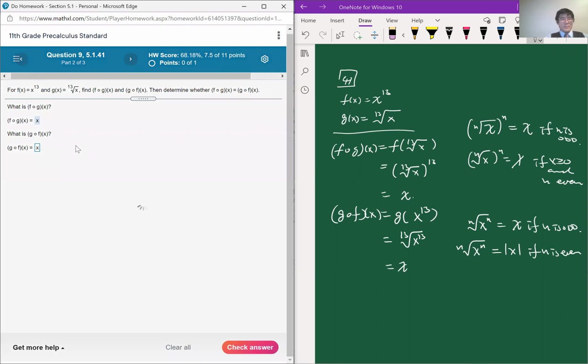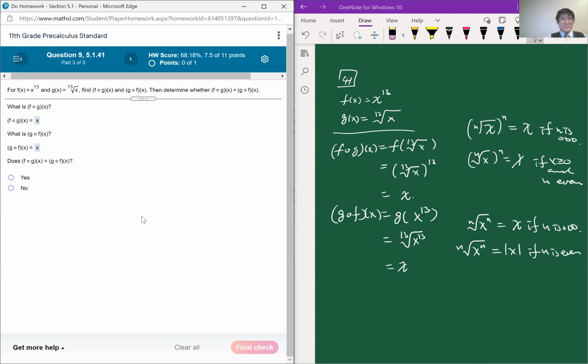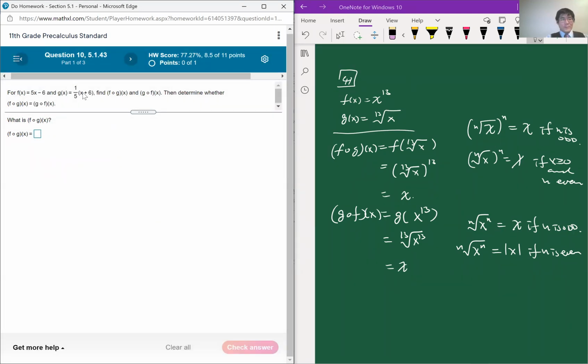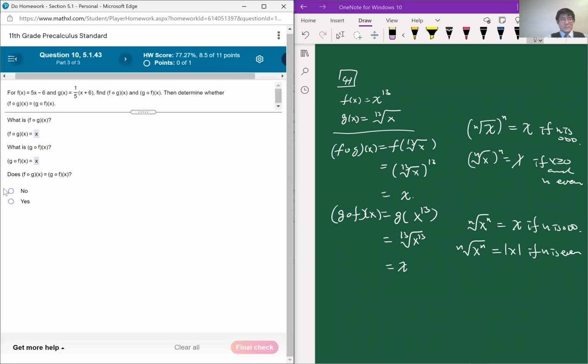So these two results are telling us that f of x, x to the power of 13, and g of x, the 13th root of x, are inverse to each other, which is the topic in the next section. We are just going to do the same thing. They are kind of inverse to each other, so it's going to be x. This is also equal to x. And they are identical because the domain is the same and the input and output are also identical.